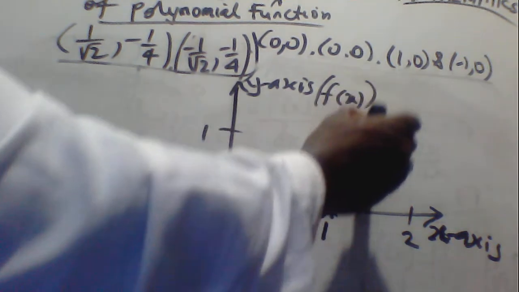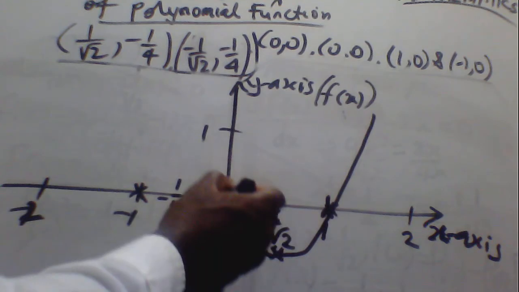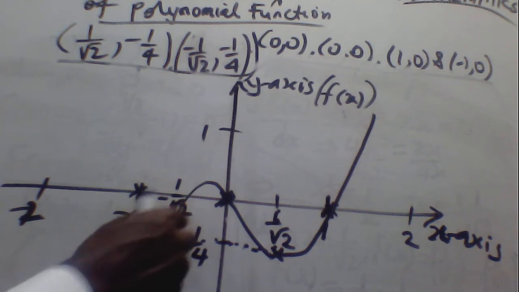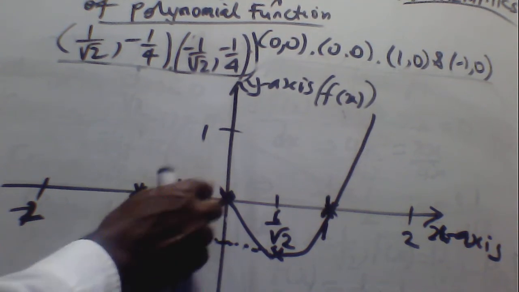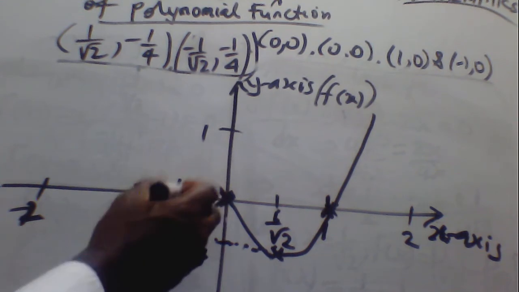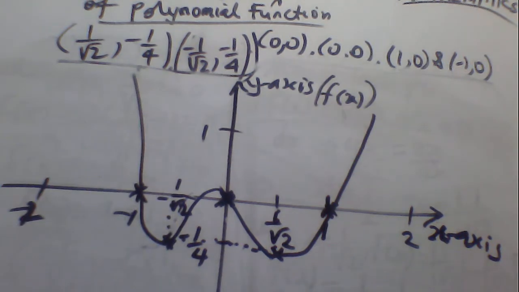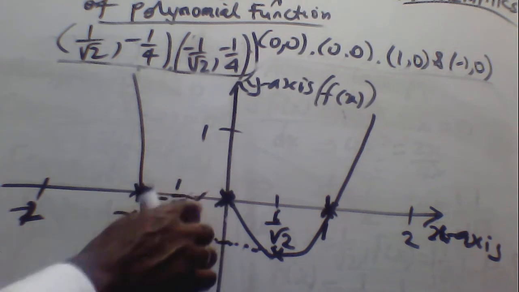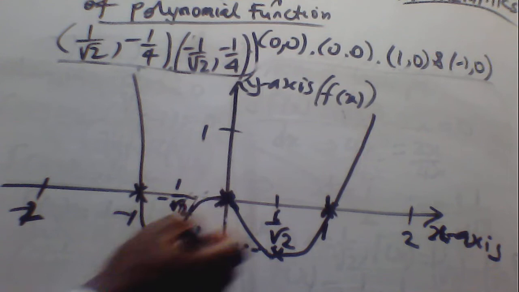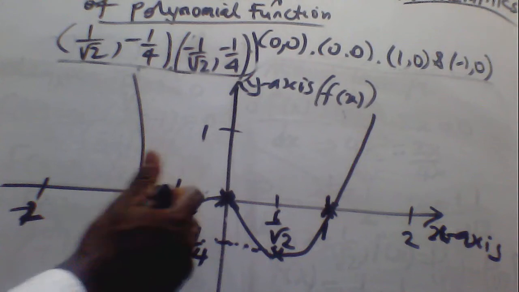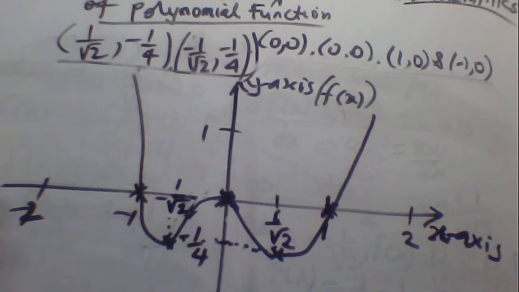Use a smooth curve. Join the curve. So this is how it may look. It looks like W. Is it not? It looks like a W. You use a smooth curve to join the points. So it looks like W.